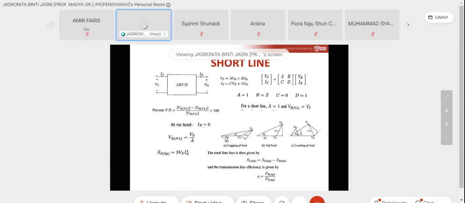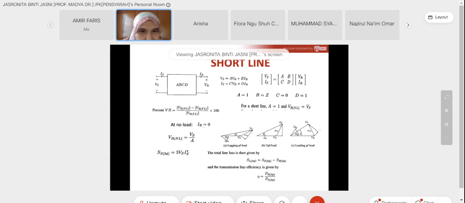Okay, no question. So you need to remember this. This one, of course you know that. Then the line loss, the line efficiency.